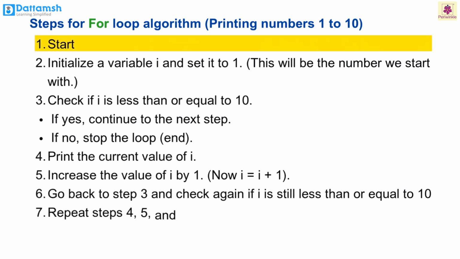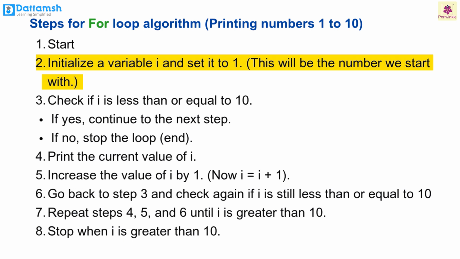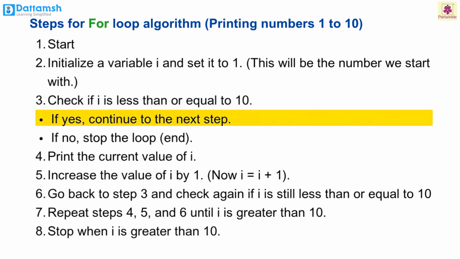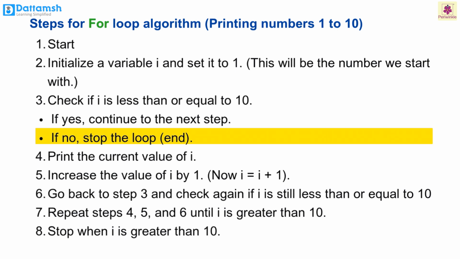Step 1. Start. Step 2. Initialize a variable I and set it to 1. This will be the number we start with. Step 3. Check if I is less than or equal to 10. If yes, continue to the next step. If no, stop the loop.